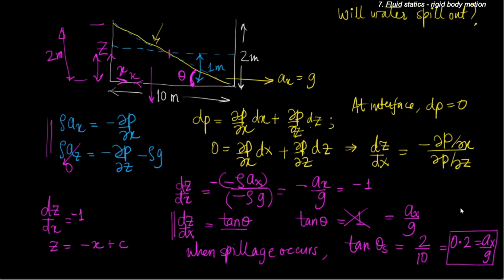So this particular term implies that when ax, the acceleration in the x direction, is 0.2 times gravity, then the interface will just be touching the edge of the beaker. Any acceleration which is larger than 0.2 g will result in spilling out of water. So in this case, yes, water will spill out.